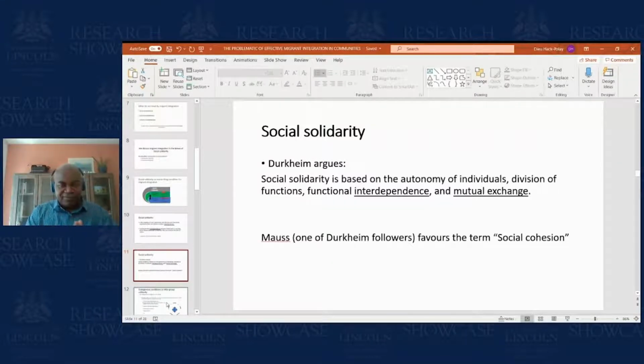That sense of interdependence makes it important for migrant integration. And Marcel Mauss, who was a Durkheim student, actually favors a different concept. And the concept he favors is social cohesion. And the social cohesion is fairly similar to the notion of interdependence.